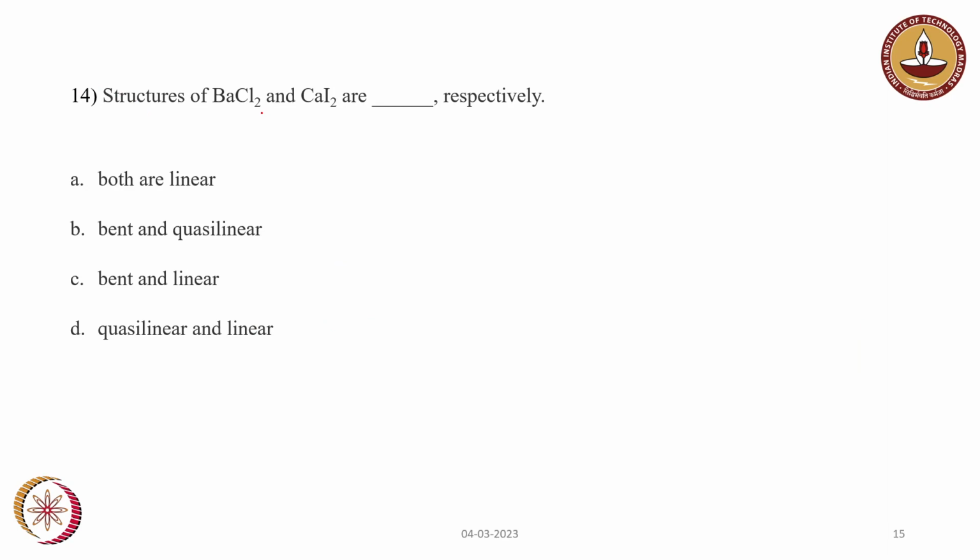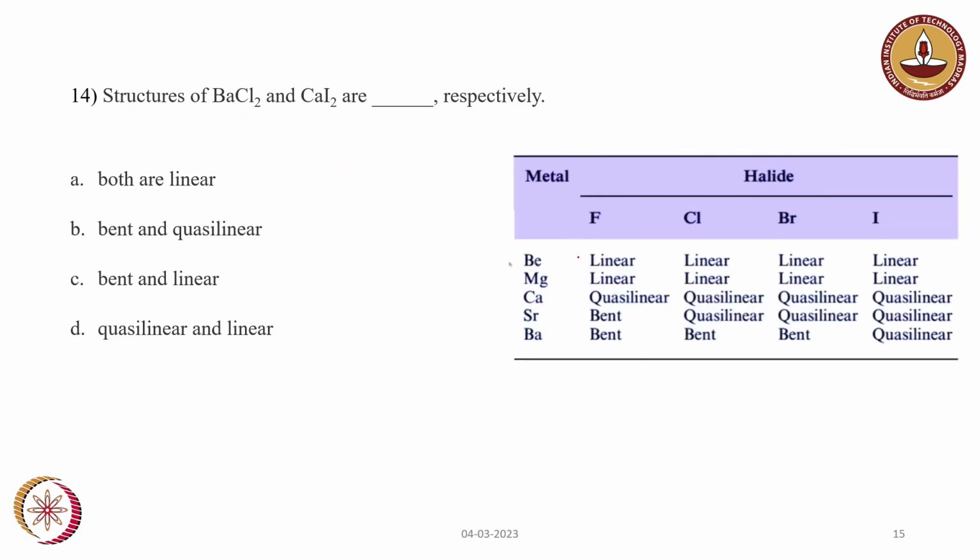Next question is, the structures of barium chloride and calcium iodide are, respectively. Option A is both linear, B is bent and quasi-linear, C is bent and linear, and option D is quasi-linear and linear. So if you have watched the week 5 lecture, there is information about the structures of chlorides, iodides and other halides of group 2 metals. So it's given here, and because of the larger size of calcium, strontium and barium, they show different structures than linear.